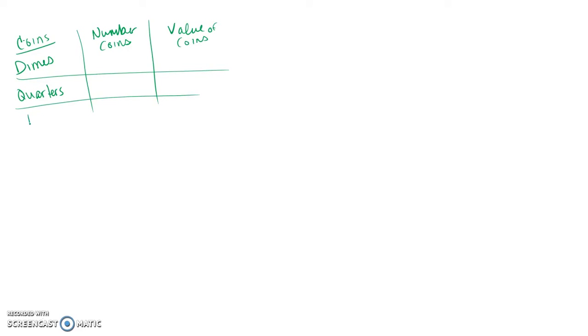So we're going to have our number, we have the coins we know we're working with. We're going to have a number of coins. And we have our value of coins. So this is our chart. And then we have our totals. So we know we have a total number of coins that's going to be 17. And we have a total value of $2.45 when all is said and done.